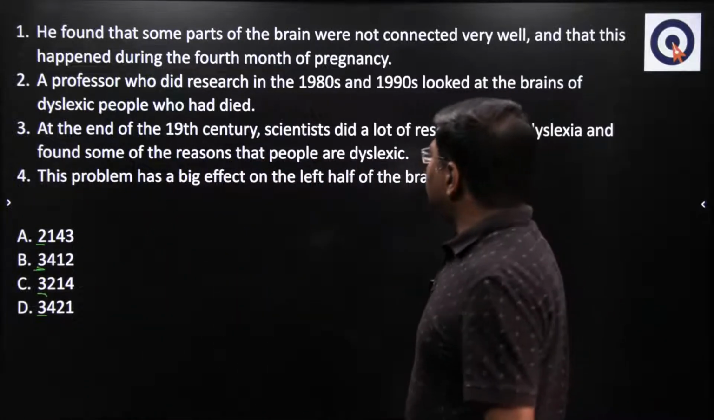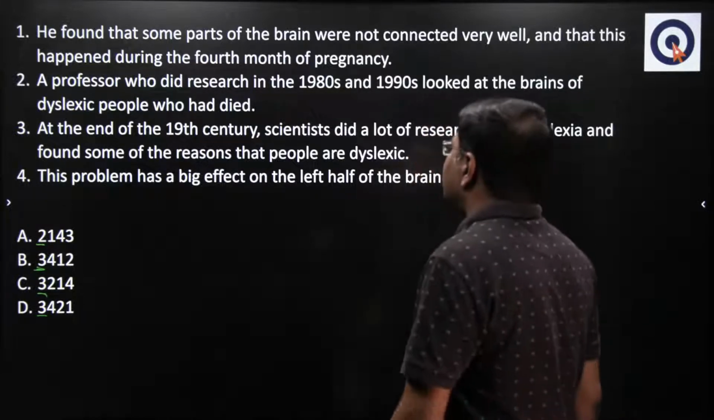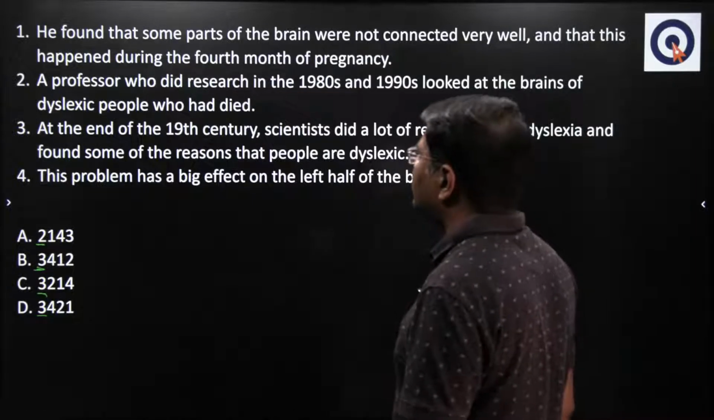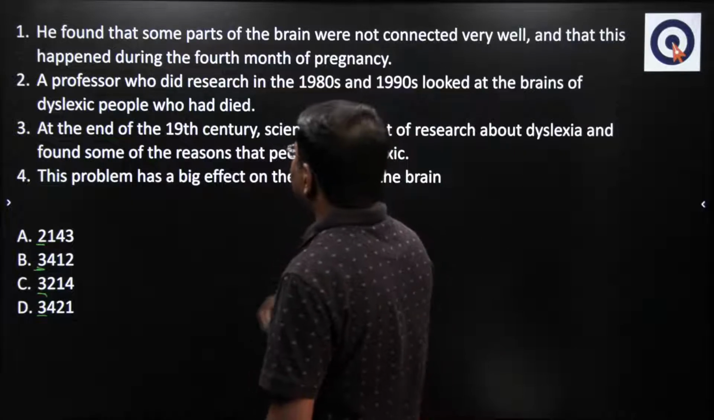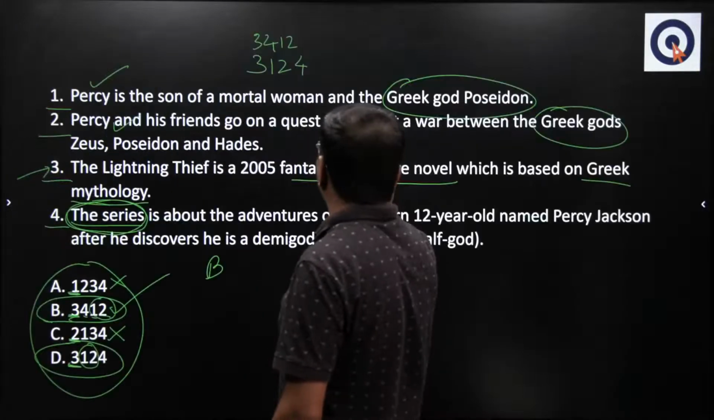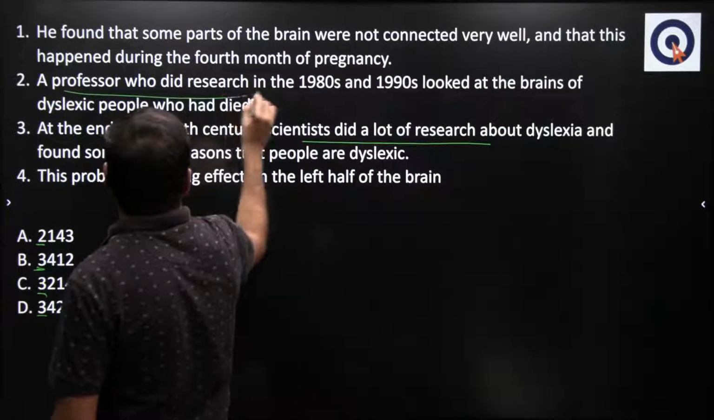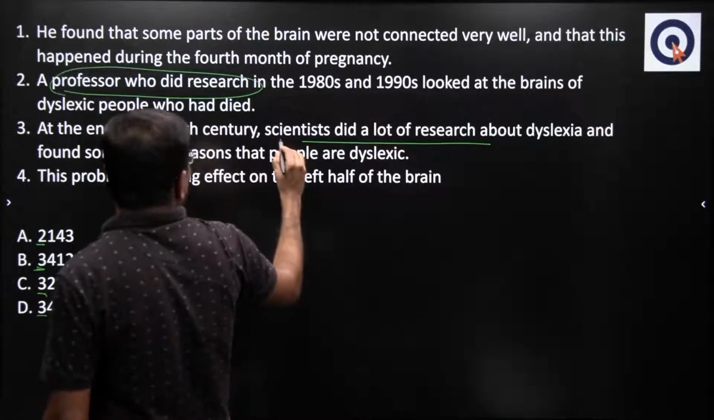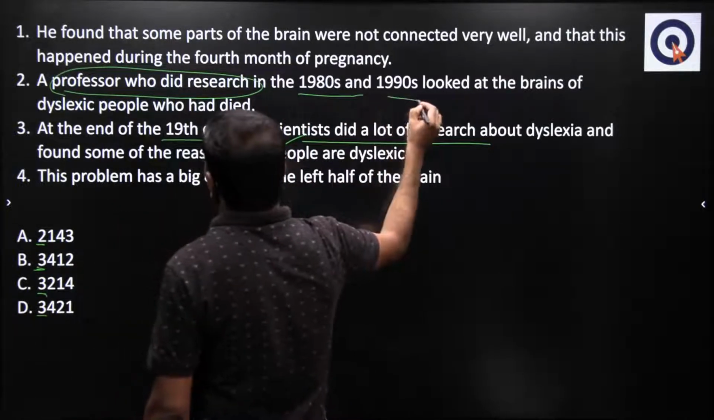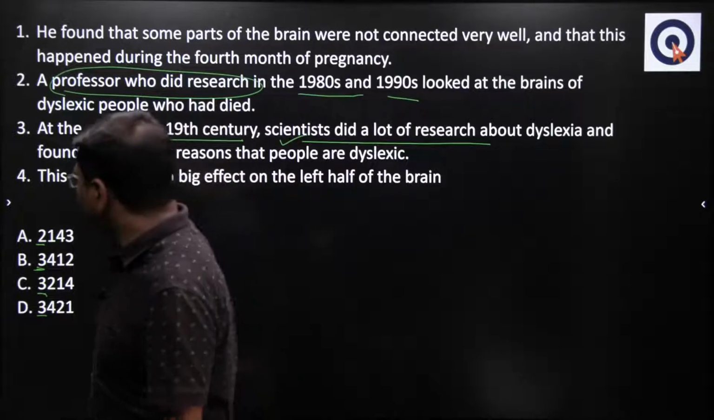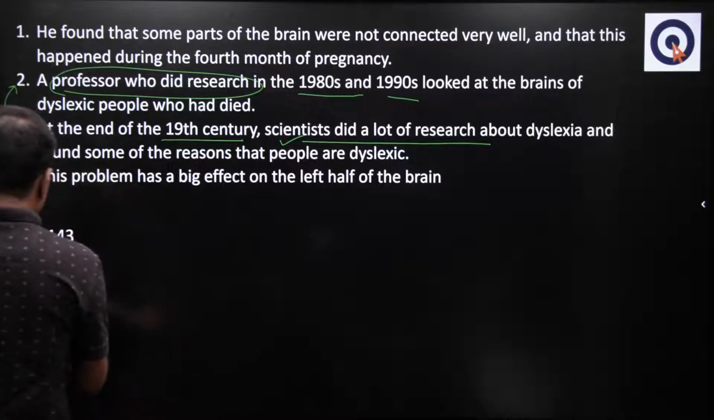At the end of the 19th century, scientists did a lot of research about dyslexia and found some of the reasons that people are dyslexic. Correct? So at the end of the 19th century, scientists did a lot of research. Scientists did a lot of research, and here also a professor who did research. So scientists are doing research where? In the 19th century. And in the 1980s and 1990s, a professor is doing research. Correct? So can I say from 3 you go to 2? And therefore this looks like a very, very good choice.